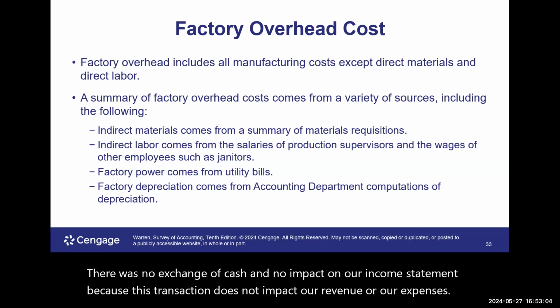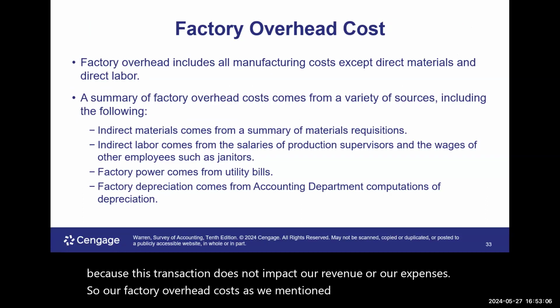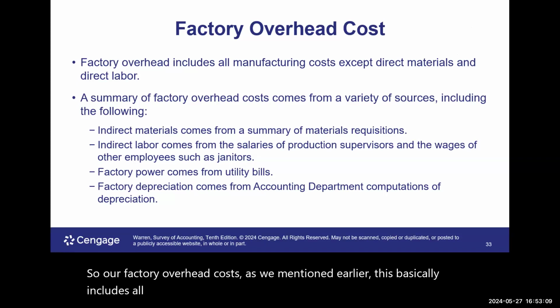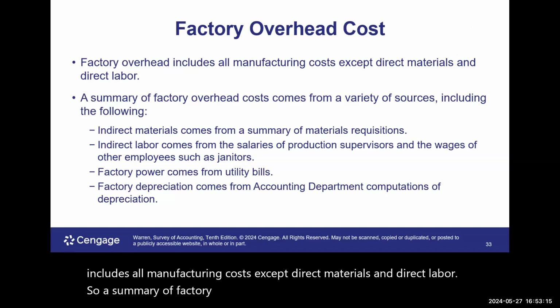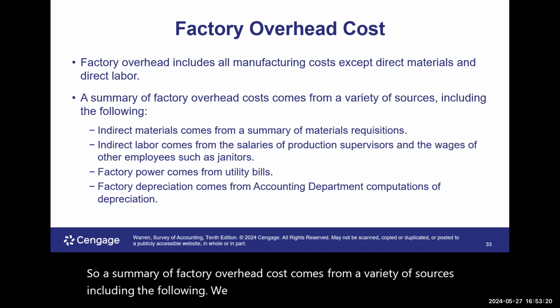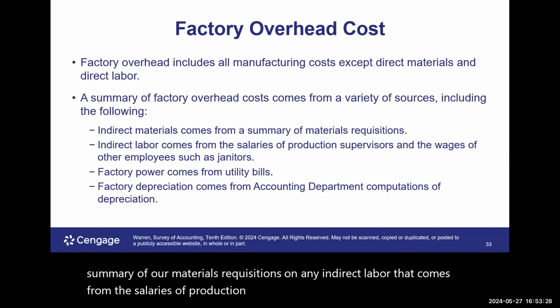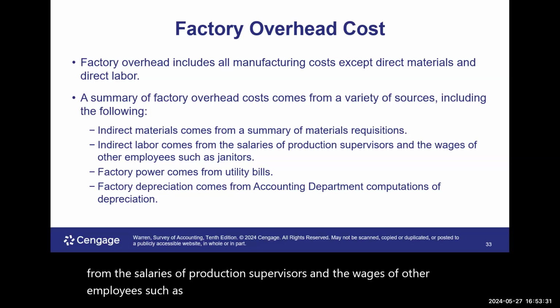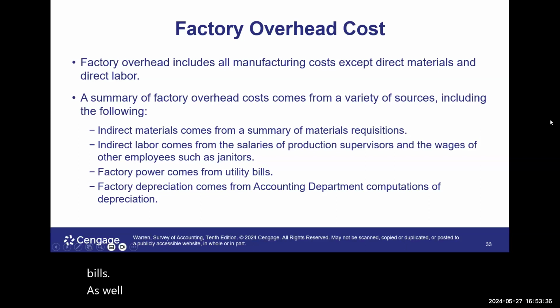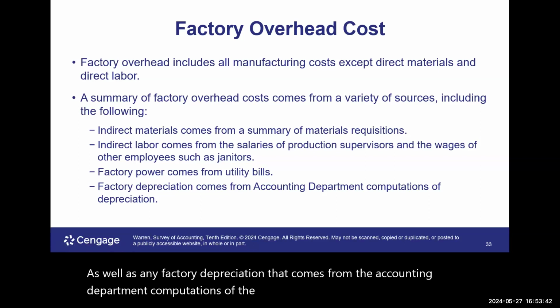So our factory overhead costs, as we mentioned earlier, basically include all manufacturing costs except direct materials and direct labor. A summary of factory overhead costs comes from a variety of sources, including the following. We have indirect materials. This comes from a summary of our materials requisitions. Any indirect labor comes from the salaries of production supervisors and the wages of other employees, such as our janitors. Any factory power comes from utility bills, as well as any factory depreciation that comes from the accounting department computations of depreciation.